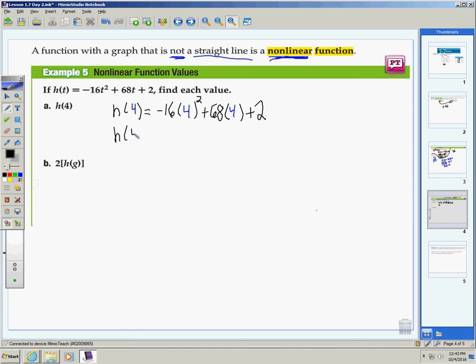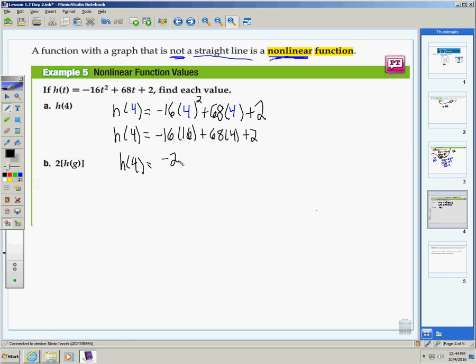H of 4 equals negative 16 times 4 squared is 16. Remember, you've got to square this before you multiply, follow your order of operations. Plus 68 times 4 plus 2. So now I'm going to have h of 4 equals, and then I need to do negative 16 times 16. Remember, a negative times a positive is a negative. So I get negative 256.